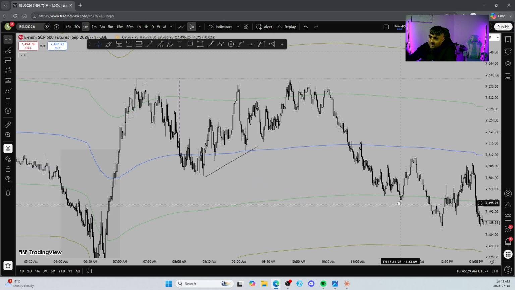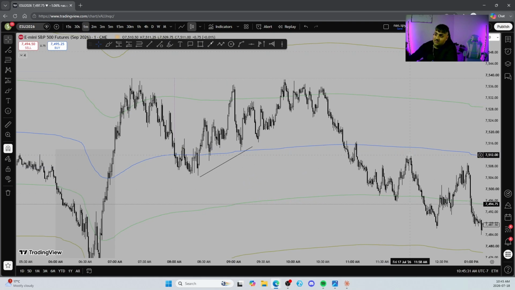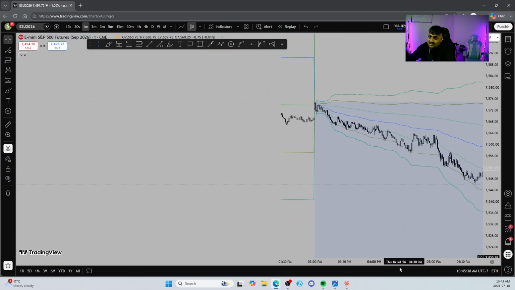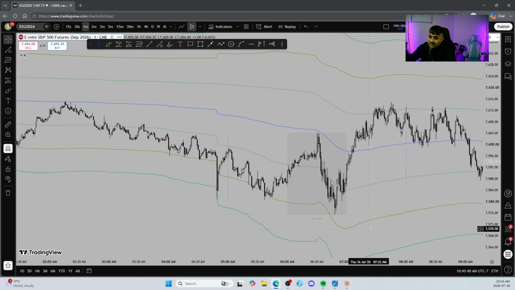We come test it again. Try testing the VWAP. It's not working. We break below the first deviation. I mean, this goes on for days. It's happening every day. Market opens right here, 6:30.